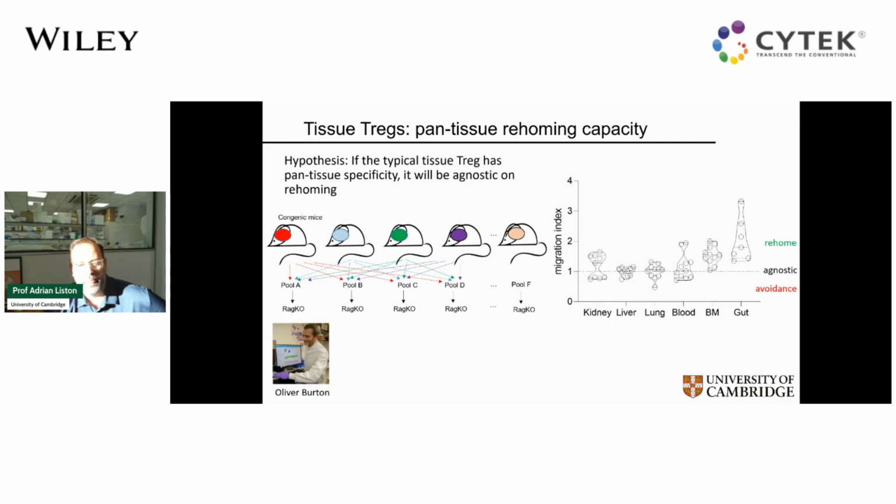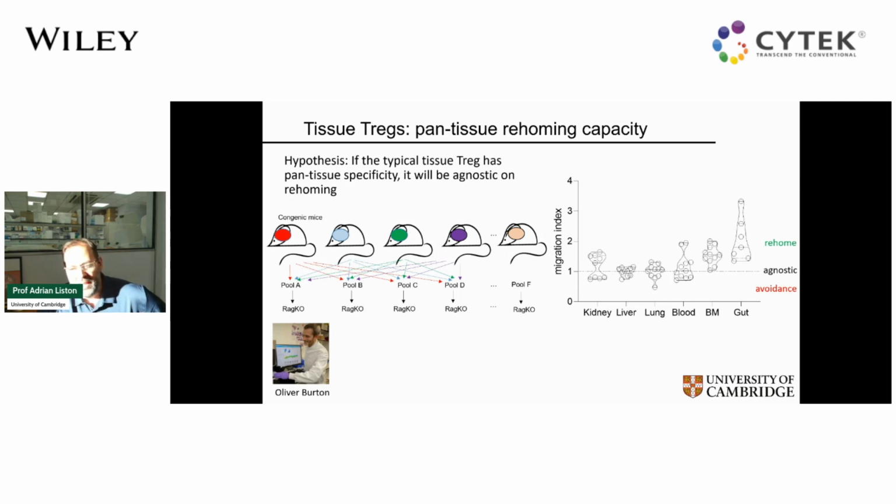We can calculate a migration index, which is essentially working out, are the regulatory T cells more likely to go back into their original organ, in which case they're going to have a high migration index, or are they tissue agnostic, in which case their migration index will be 1, or are they actively avoiding the tissue they came from, in which case their migration index will be less than 1.